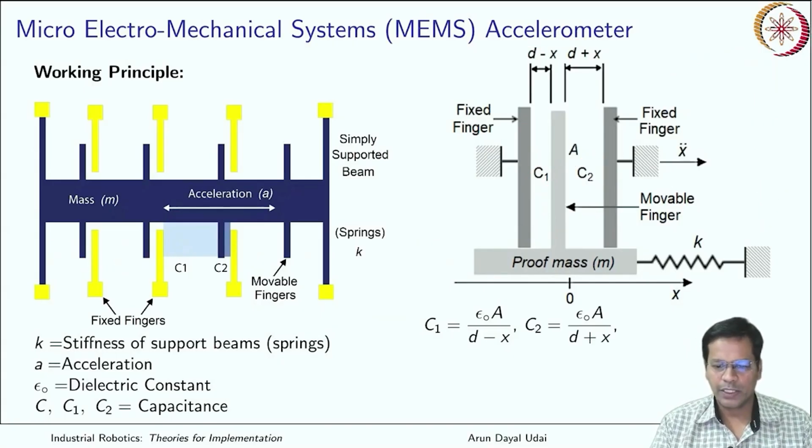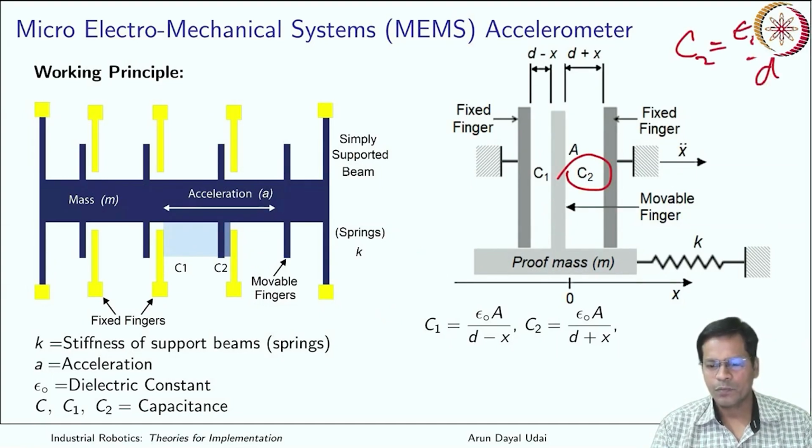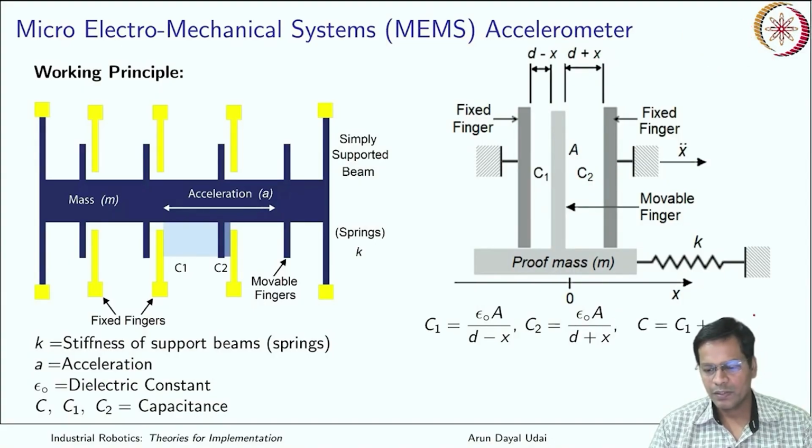And for the second one, initially the capacitance was again epsilon 0 A by D. Now after moving, the distance has increased and this capacitance has decreased. So the effective capacitance now is epsilon 0 A by D plus x. So the total capacitance is C equals C1 plus C2. As I told, they are in parallel, so the total capacitance seen from the connections made outside is C equals C1 plus C2.